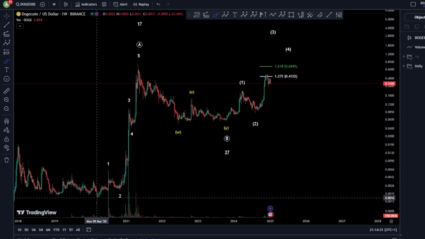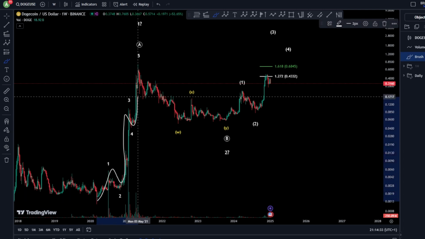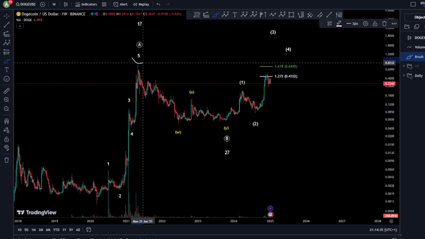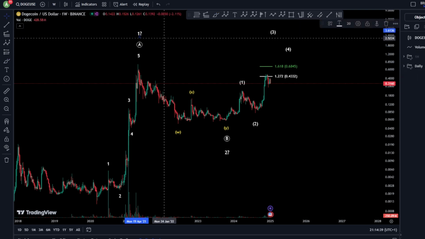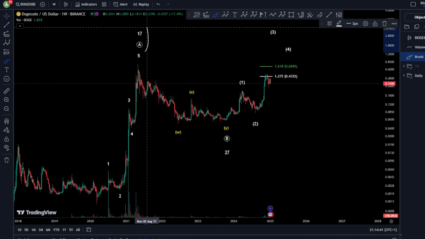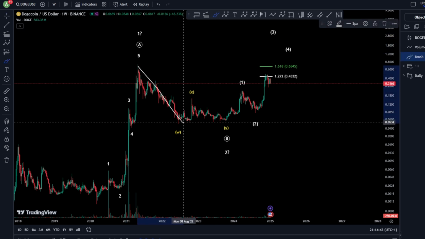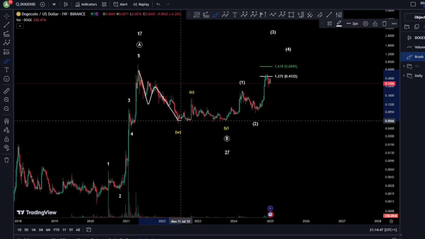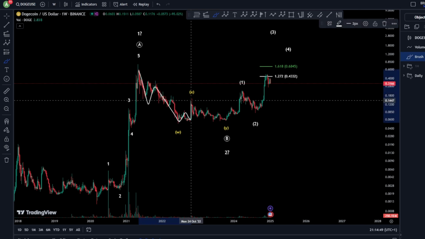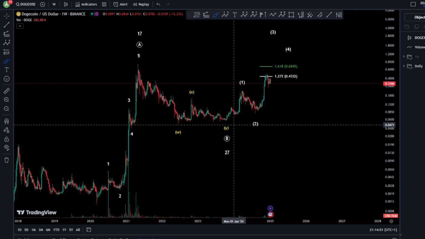Starting on the weekly chart here, we're looking at a 1, 2, 3, 4 and a 5 finished impulse towards the upside, of course finishing with a wave A or a wave 1. Now in both case scenarios, you would like to see 3 corrective waves. In this scenario, we have a zigzag for W, a zigzag for X and a zigzag for Y.